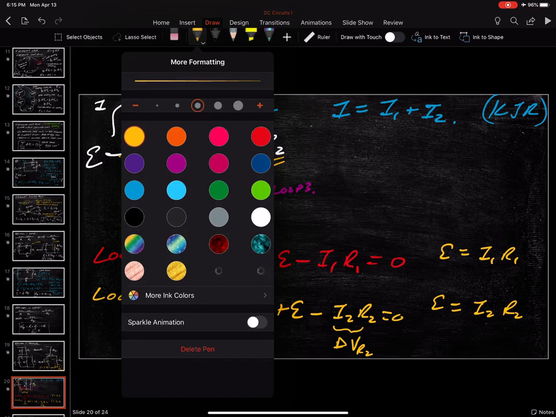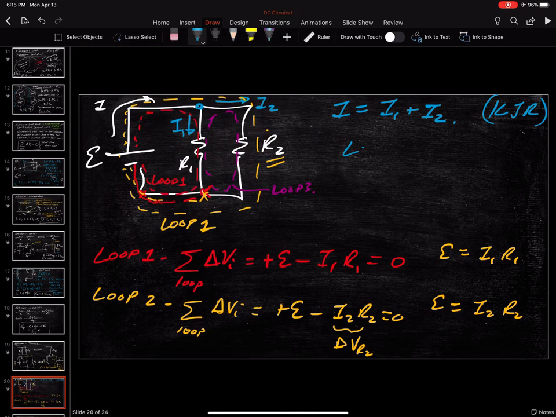Let's look at loop 3. Now I start here. Actually, let me start here. You'll see why in a second. So I start up here. I go around. Now I'm traveling with I2. Okay, I got minus I2 R2. I'm traveling in the direction of the current. I go along. Now I get to here. Now I go up. I get I1 R1, and that should be equal to 0.